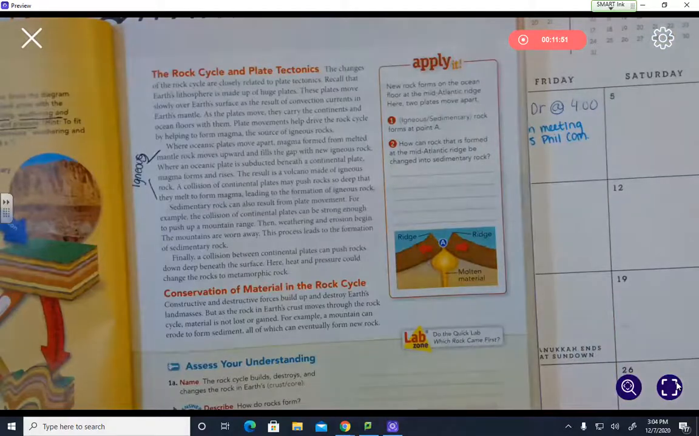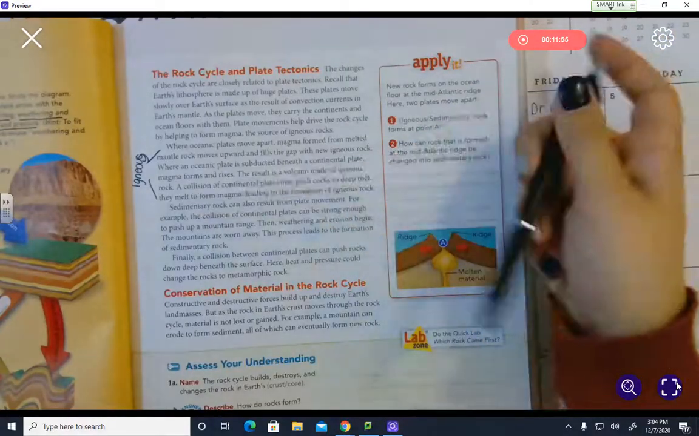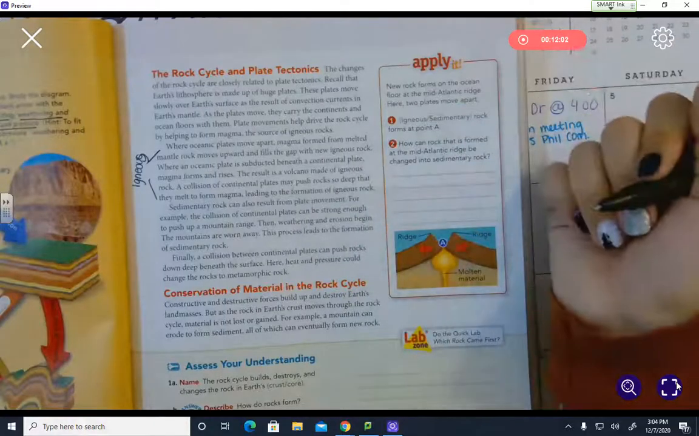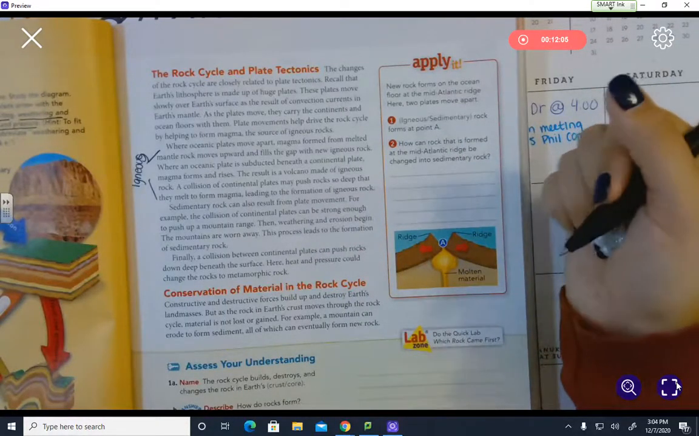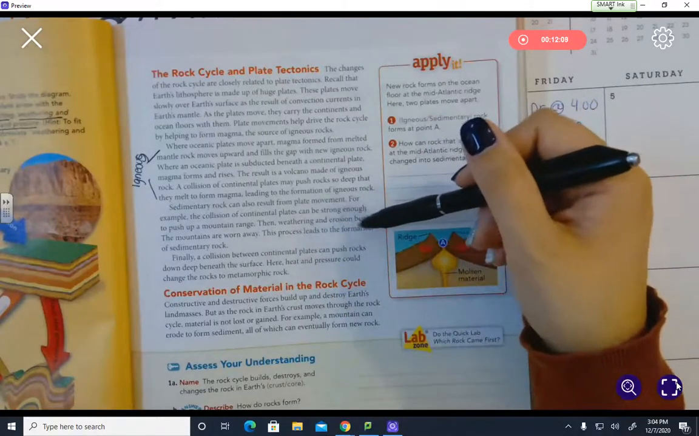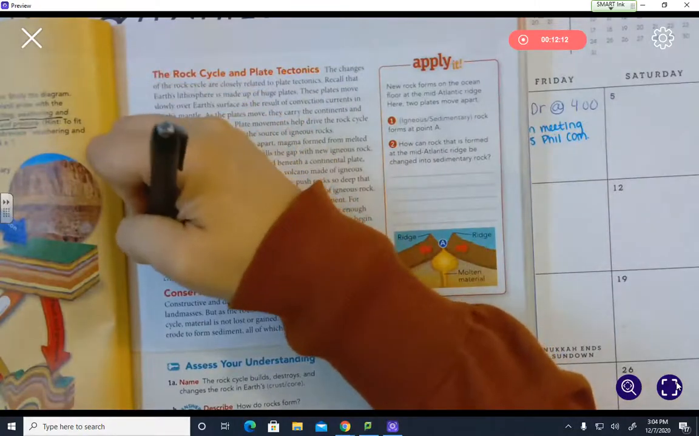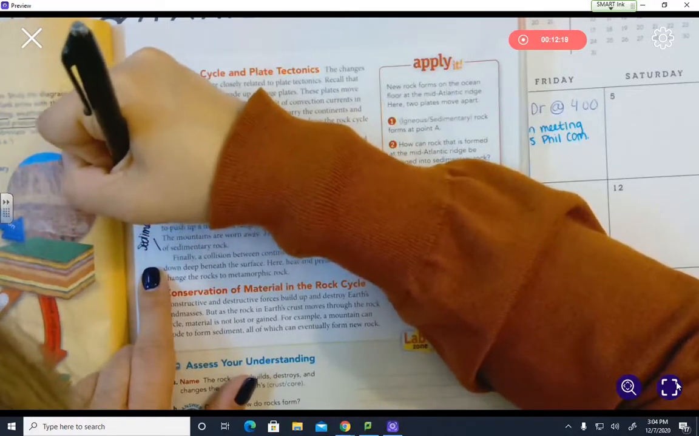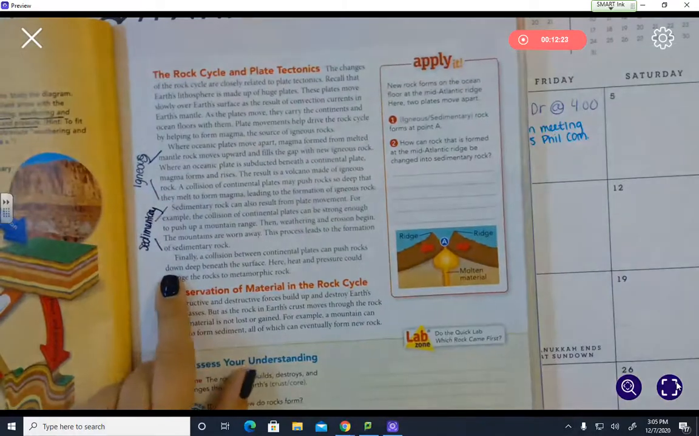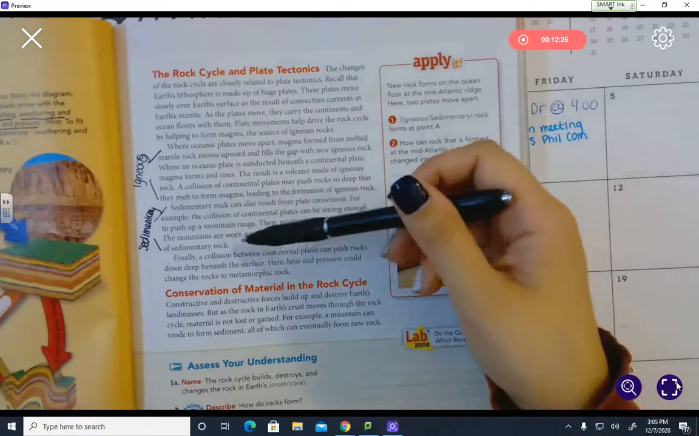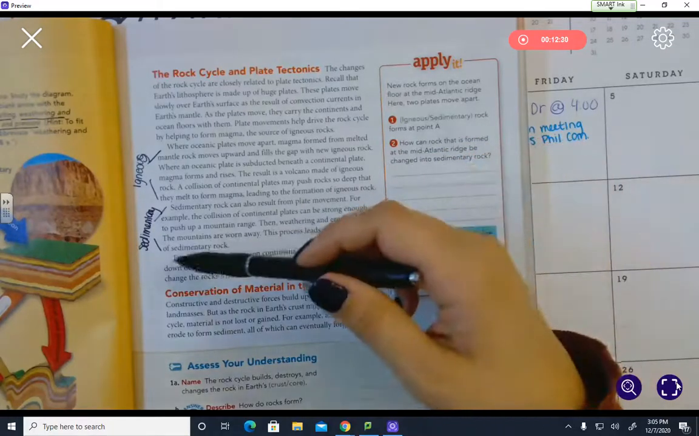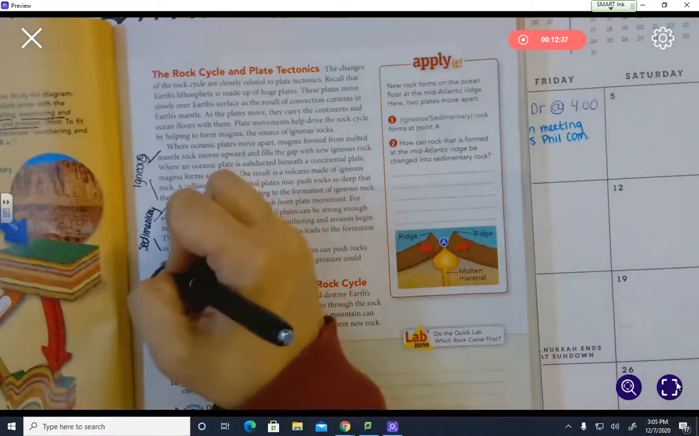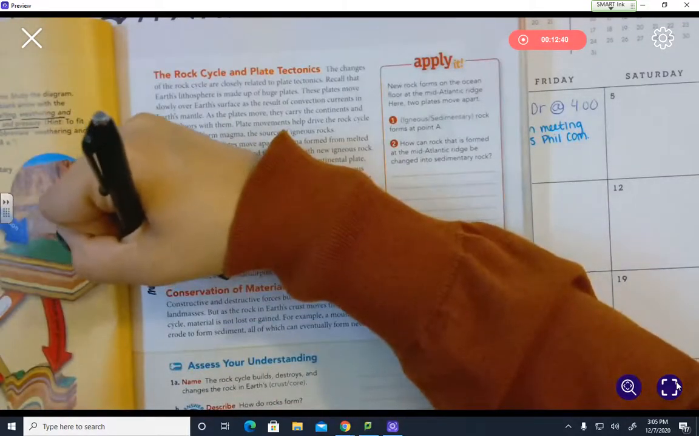Sedimentary rocks can also result from the plate movement. For example, the collision of continental plates can be strong enough to push up a mountain range. Then weathering and erosion begin. The mountains are worn away. This process leads to the formation of sedimentary rocks. Again, make those little arrows and write sedimentary. That talks about how sedimentary rocks are formed with tectonic plates. Finally, a collision between continental plates can push rocks down deep beneath Earth's surface. Here, heat and pressure can change the rocks into metamorphic rocks. Same thing here, but just write metamorphic.